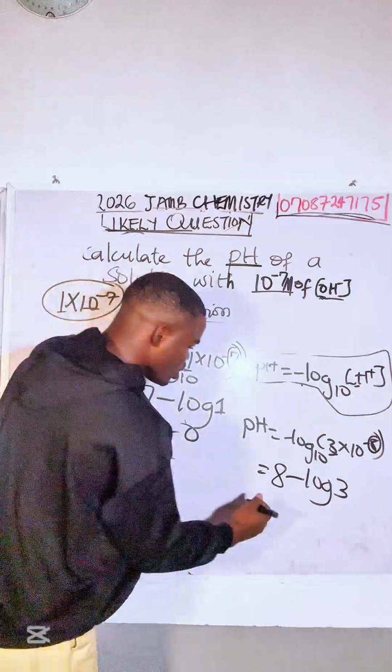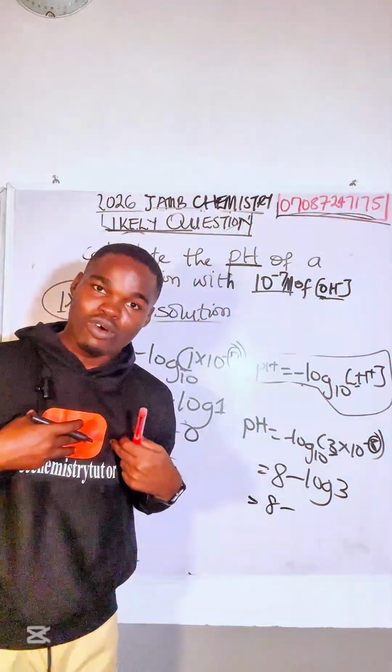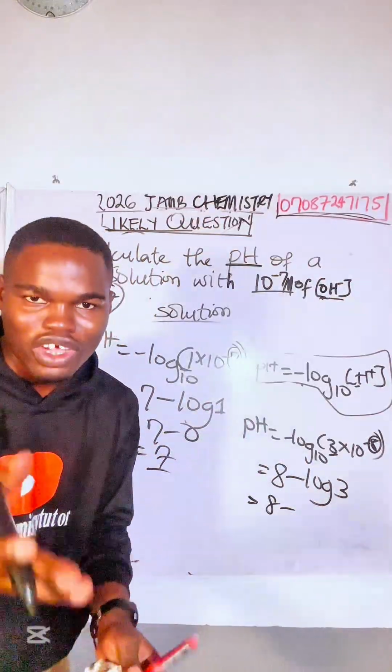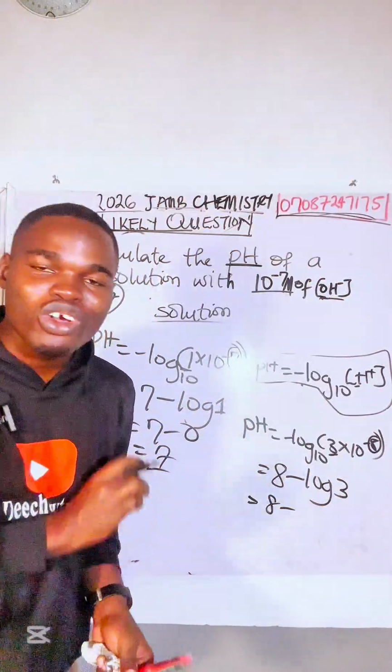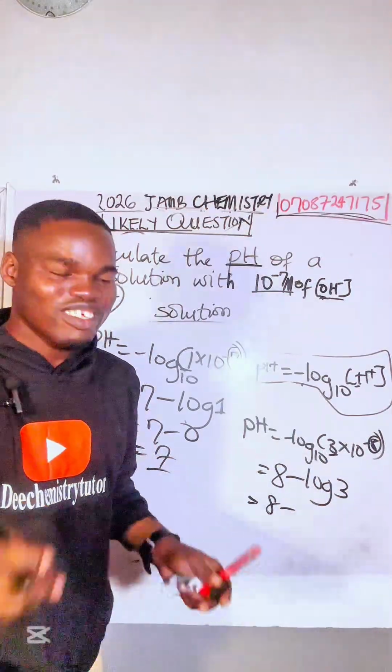So now the principle is this. The problem is, what is log 3? I already know because I know the secret that log 3 is 0.5. You can cross check yourself. Log 2 is 0.3. Don't let me give you everything.